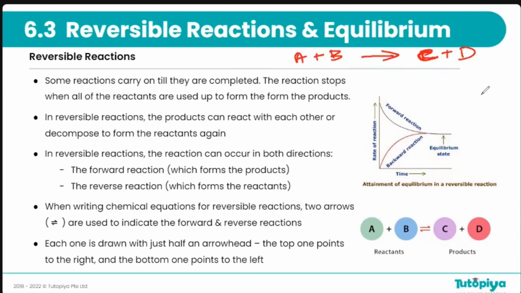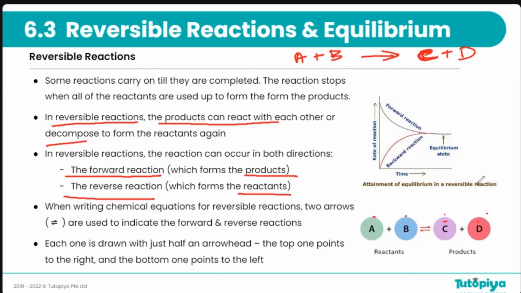However, there is another type of reaction called reversible reactions. In this case, just like how reactants react to form the products, the products can also react with each other, or if it's a single product, decompose to form the reactants again. This would be a reversible reaction. So A plus B gives C and D. C plus D can also give A and B. In this case, we have two reactions, a forward reaction and a reverse reaction. The forward reaction will form the products. The reverse reaction forms the reactants.